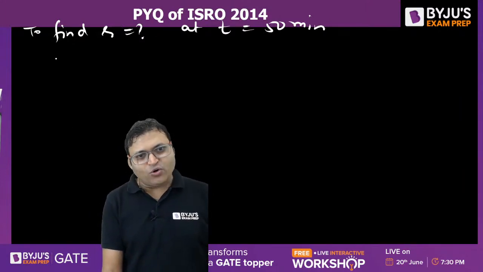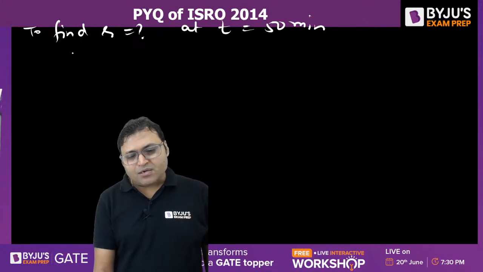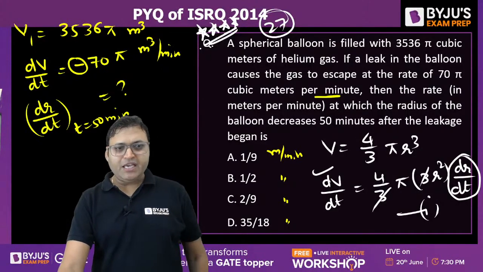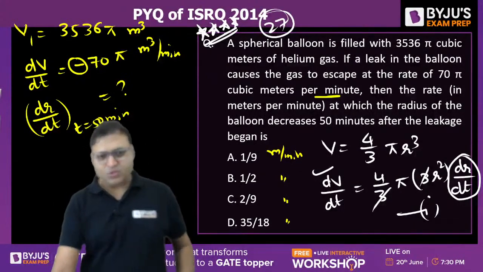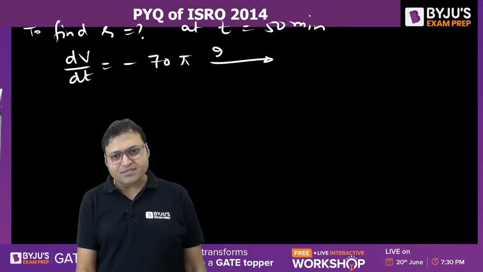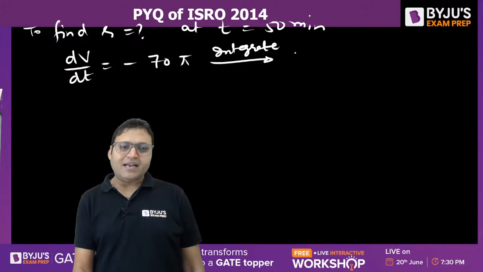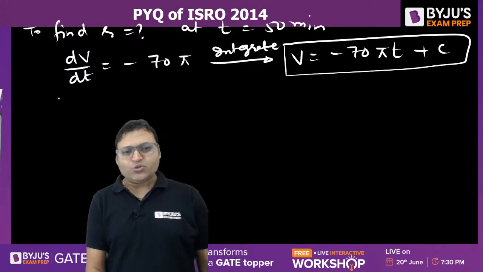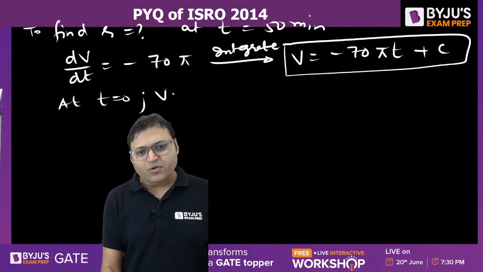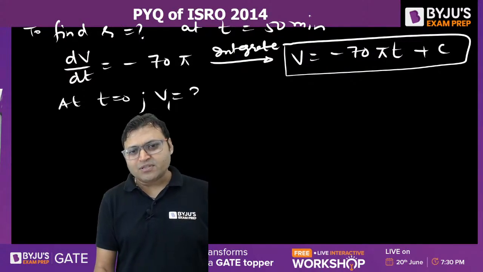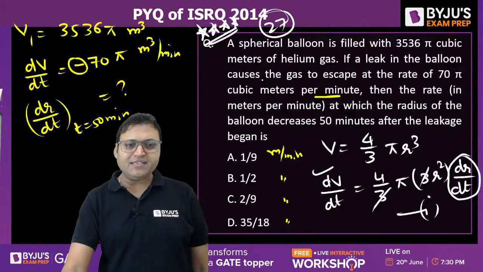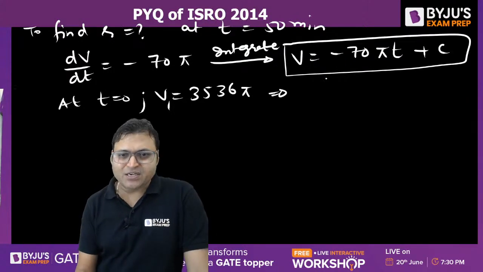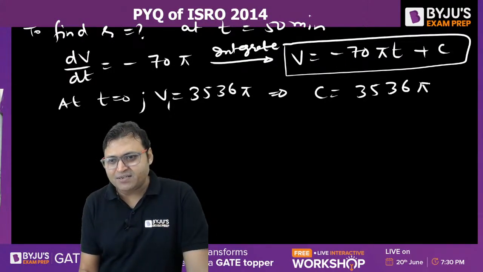Look, as we know, dV by dt is given as minus 75, isn't it? So can we integrate this? Then can we write V is equal to minus 75 t plus constant? So at t is equal to 0, V, that is V1, is equal to 3536 pi. So at t is equal to 0, V is equal to this. So C will be equal to 3536 pi.